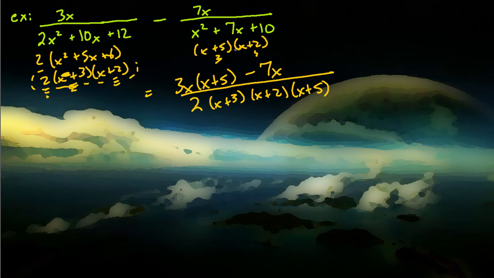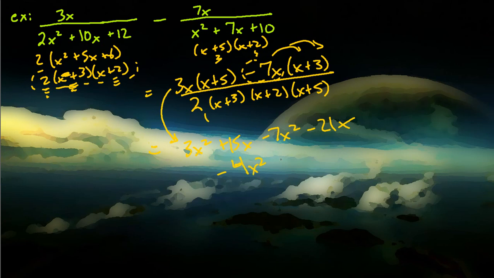I look at this denominator. What's missing? The x + 3. So x + 3. Okay, we distribute, so 3x squared, and I'm just going to work on this numerator a little bit. Plus 15x. Now, when I distribute this negative, it's going to go with it. So minus 7x squared minus 21x. I'm going to combine like terms. I get -4x squared minus 6x.